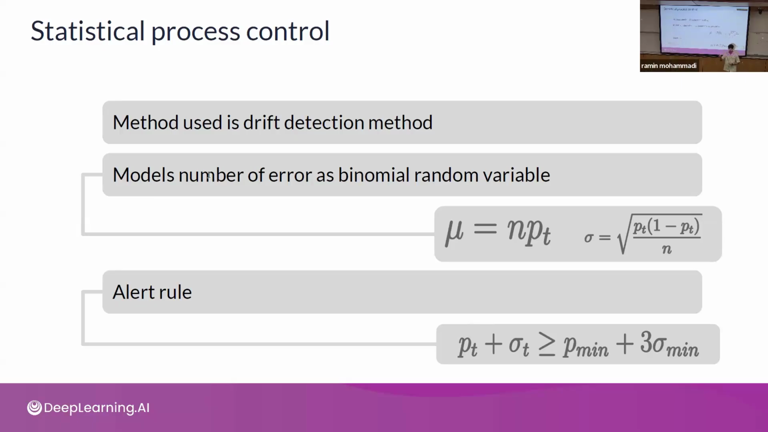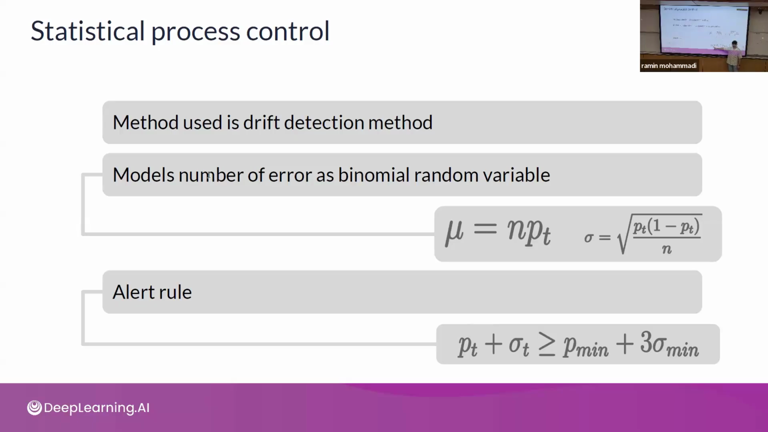That means there is a probability for making error, that's kind of fixed. And so here we say that because it's binomial, it has a mean, it has a variance. PT is the probability of error at a certain time. So you say that, well, right now our model makes 10% error. So that's the PT, okay? And N is the total data points that you have, so you can find the mean, you can find the variance.